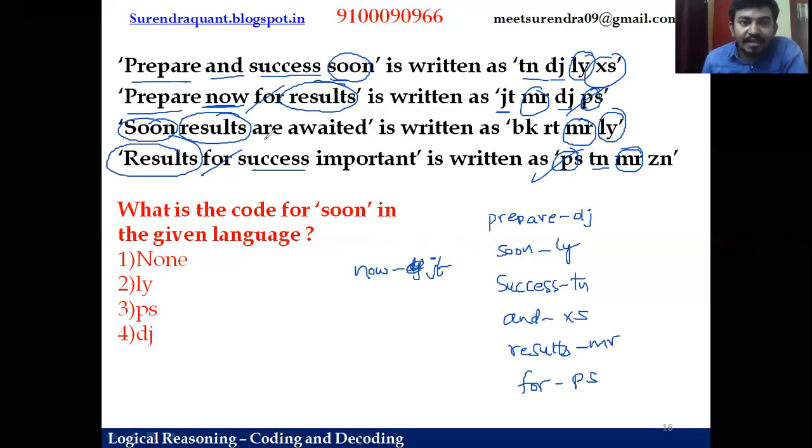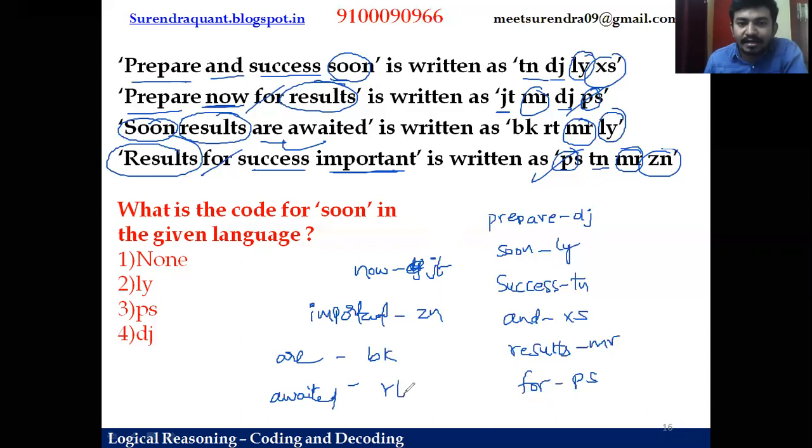Okay, our word is present here. Important is the only word left. Jedin is the only word left here. So important is Jedin. And we have another two words, or and awaited. So here, friends, if or is BK, awaited should be RT. If or is RT, awaited should be BK. It is a vice versa situation, right? Now let's see the first question.